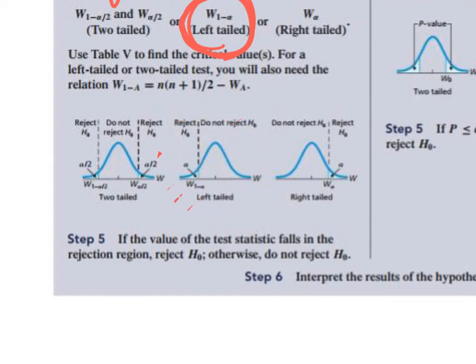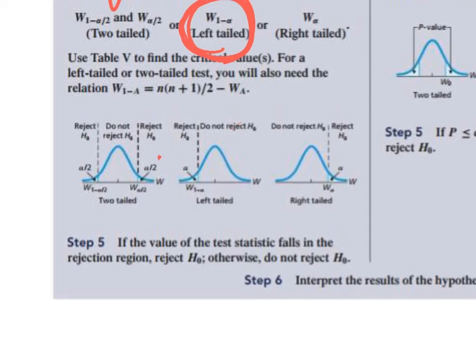Okay. If the test statistic is here, then reject the null hypothesis. But here, do not reject the null hypothesis. If we have a right tail, the other case, reject here, and do not reject the null hypothesis there.